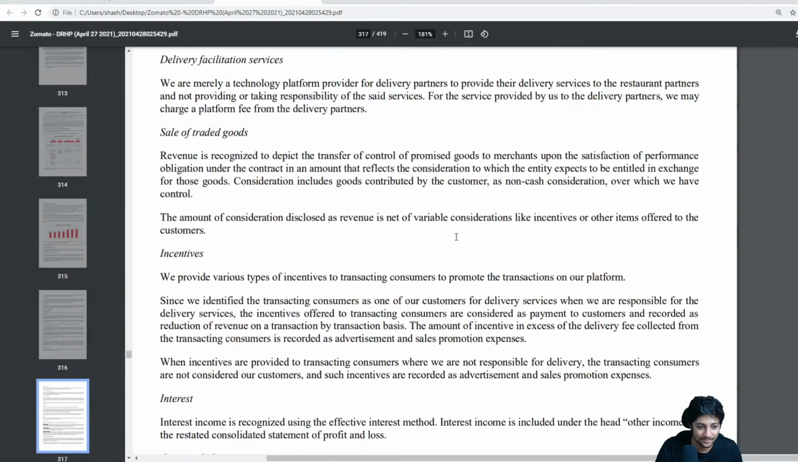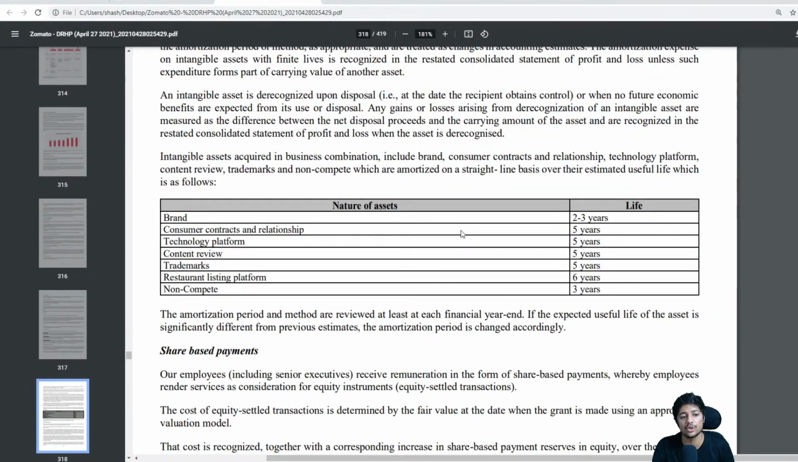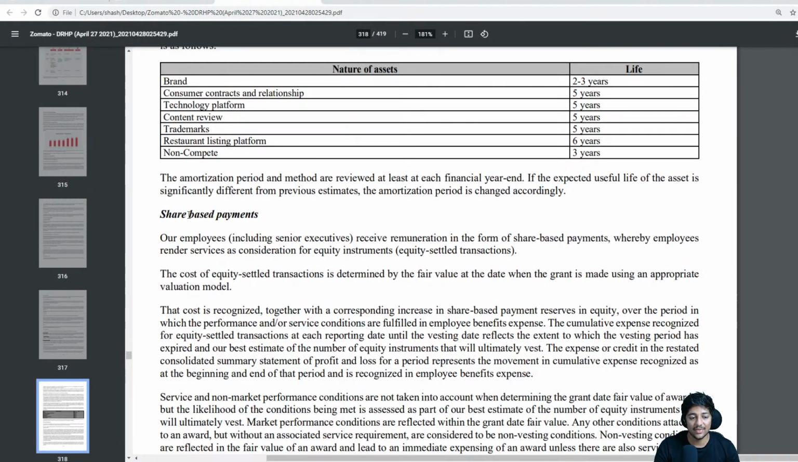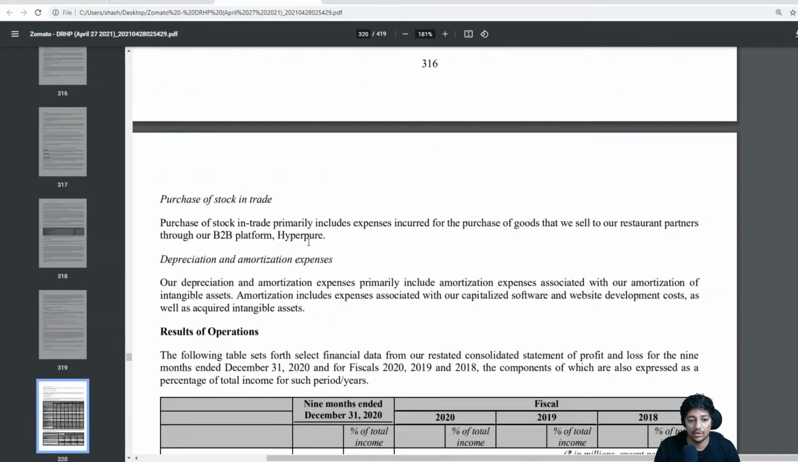But yeah, again, this is very important to understand because the management usually comes here and talks about the next few years, what they're planning to do. Now, see, there's something known as share-based payments. Our employees and senior executives receive remuneration in the form of share-based payments, whereas employees render services, they get paid on the work that they do. So this is also very important to read.